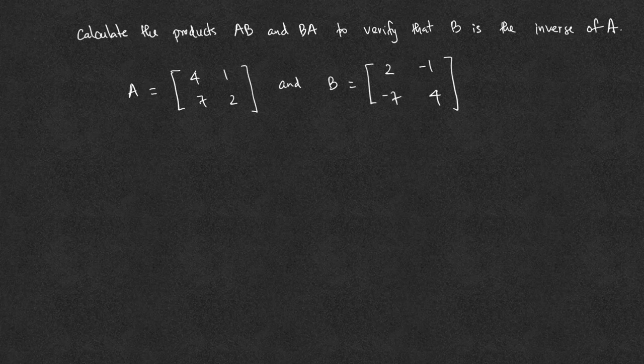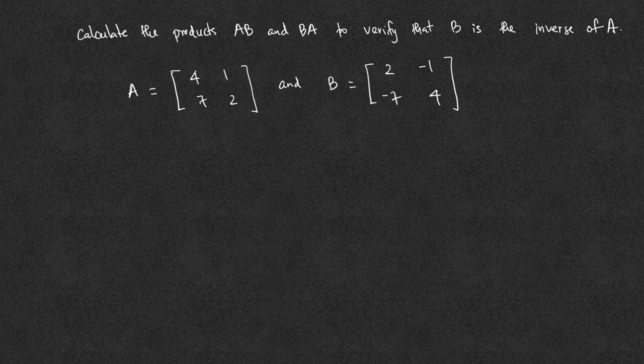Calculate the product matrix AB and BA to verify that the matrix B is the inverse of the matrix A, where A is the matrix 4, 1, 7, 2, and B is the matrix 2, negative 1, negative 7, 4. The dimension of both of these matrices is 2 by 2.